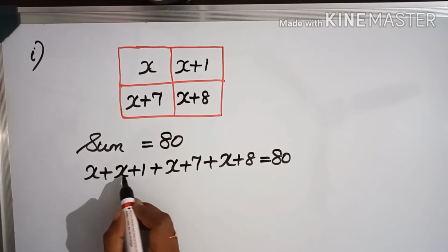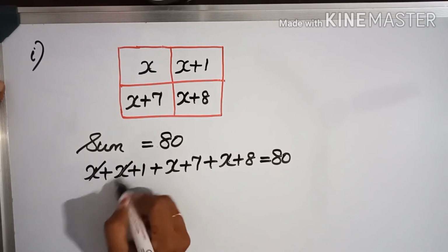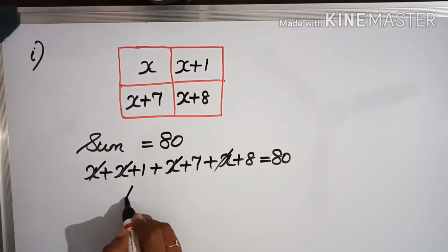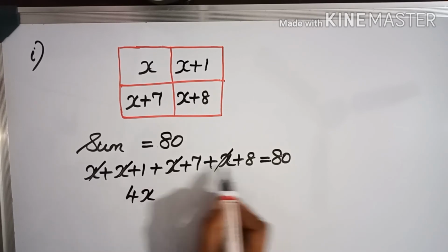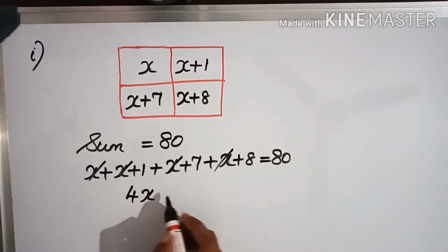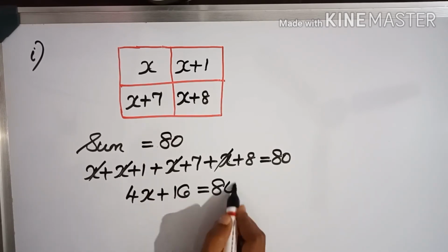Now let's add all the numbers. x, 2x, 3x, 4x. Total 4x here. Okay, so just count all these x after considering the numbers. So total 4x here. Next numbers: 1 here, 7 here. 7 plus 1 is 8. 8 plus 8 is 16. So 4x plus 16 equal to 80 we got.